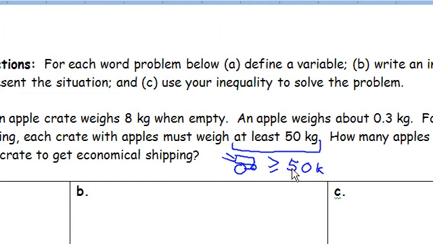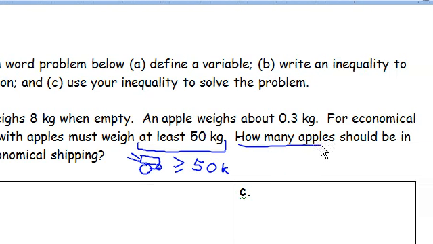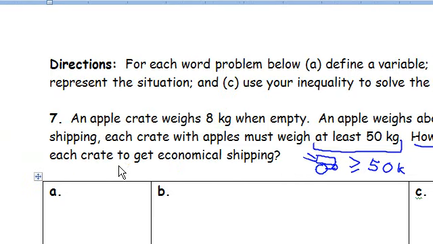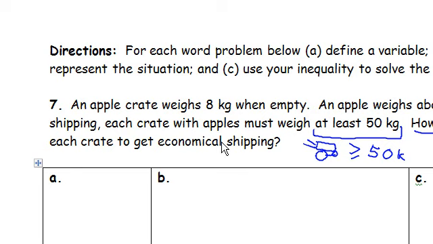It can't weigh any less. It has to weigh 50 kilograms and up. So here's our apple crate. Here's our 50 kilograms. We want to know how many apples should be in each crate to get economical shipping. Okay, so let's come back up here.